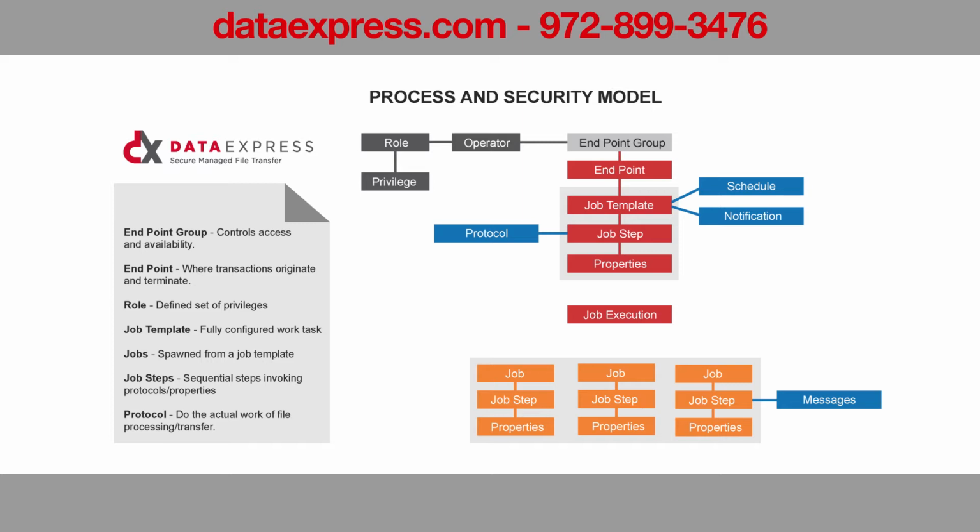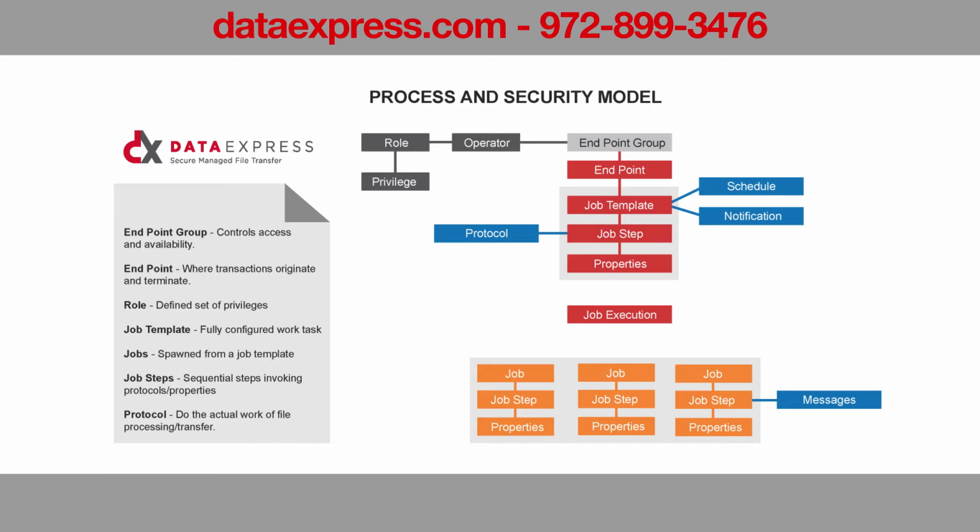What is important to understand at this point is that we must define an endpoint group that an endpoint will be associated with. Only when endpoints are created are we able to build our file transfer job templates. The job template is made up of individual job steps. Each job step represents a protocol which can either be a communication protocol or a work function. For each job template, we can schedule the execution of that job template and build any notifications required for that job template.